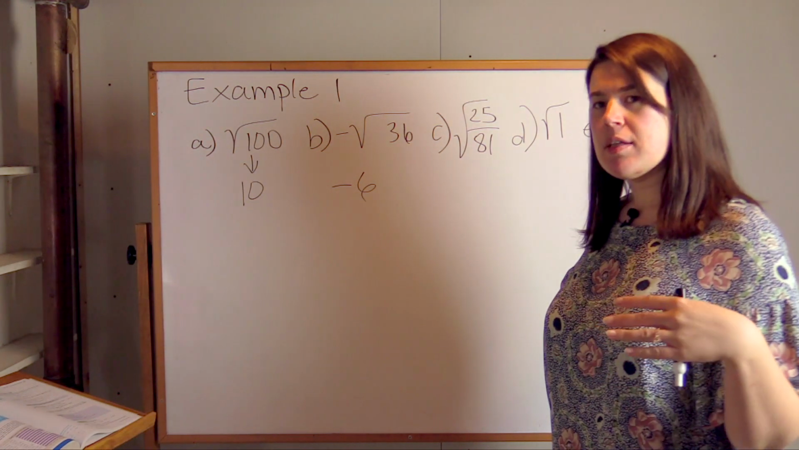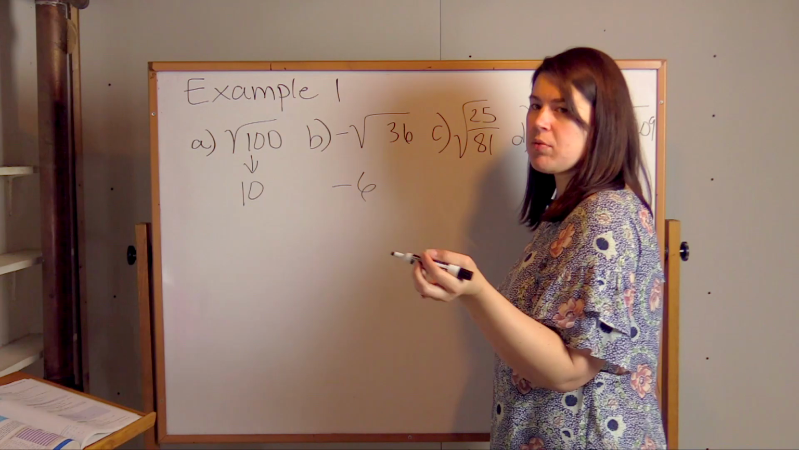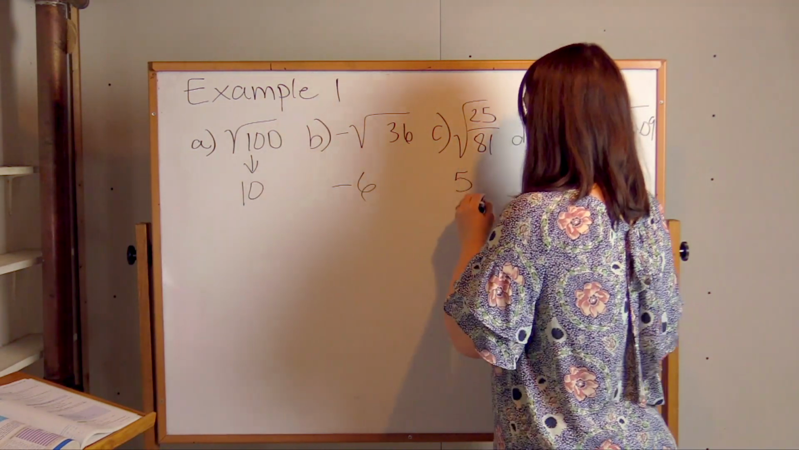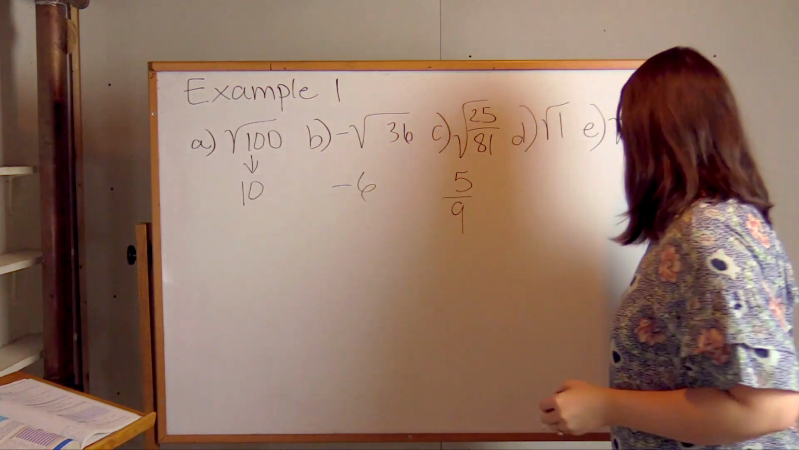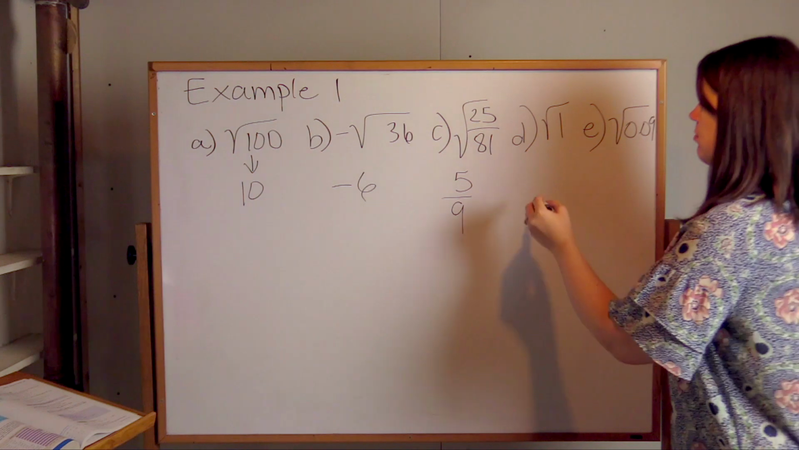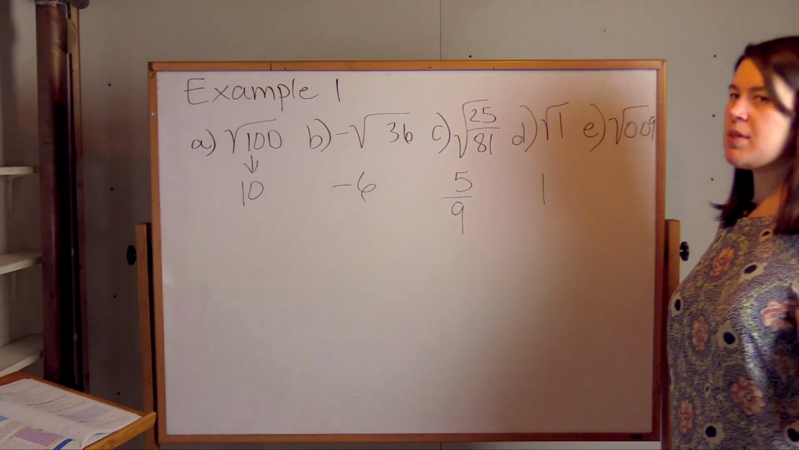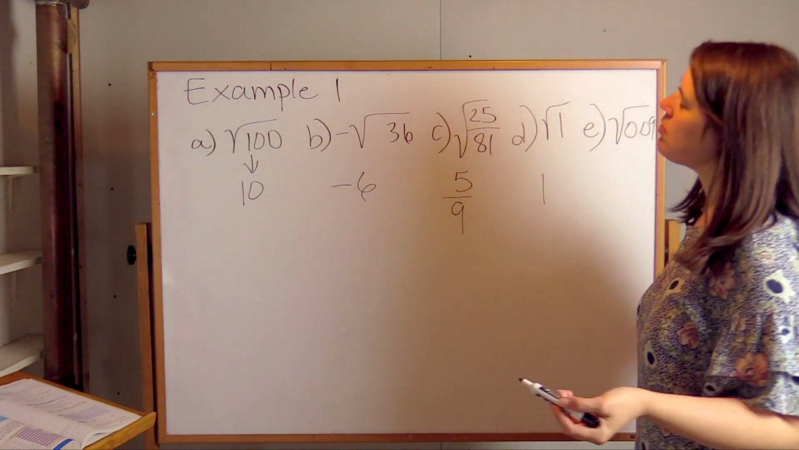All right, with fractions, this is the same as we've always done. You treat the bottom and the top separately. So if I take the square root of 25, what times what equals 25? That would be 5. And on the bottom, what times what equals 81? That would be 9. Okay, the square root of 1. What times what equals 1? 1 times anything equals 1. Well, 1 times itself, any amount of times, equals 1.